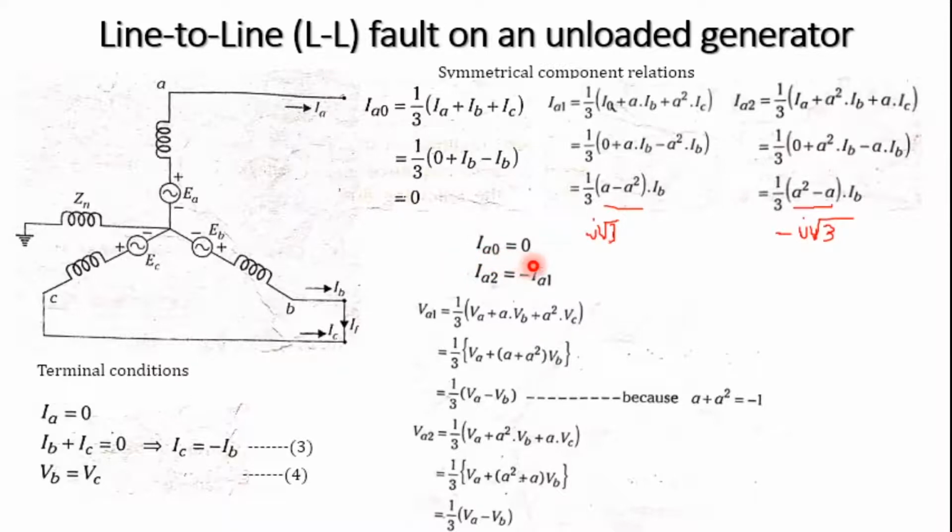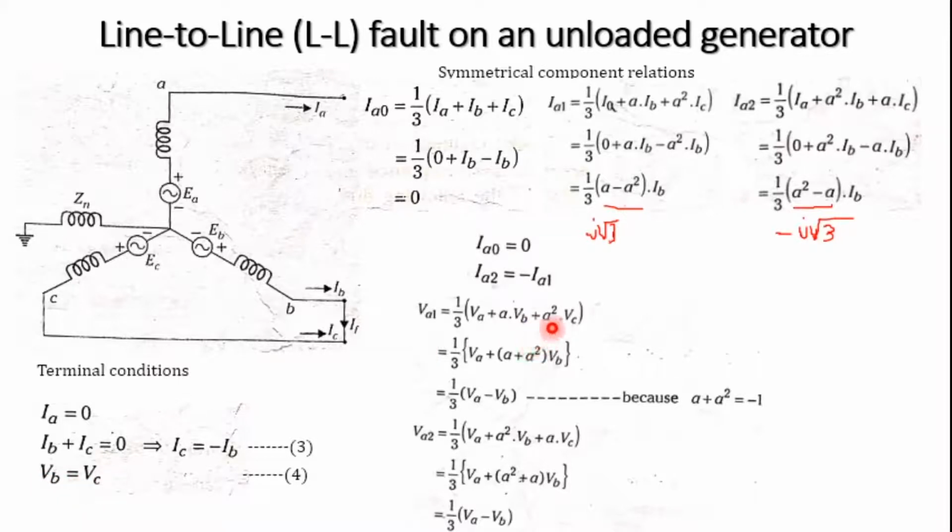Because IA0 is already 0. Okay, so what is VA1? VA1 is 1/3 times (VA + A·VB + A²·VC). From equation 4, VB is equal to VC.